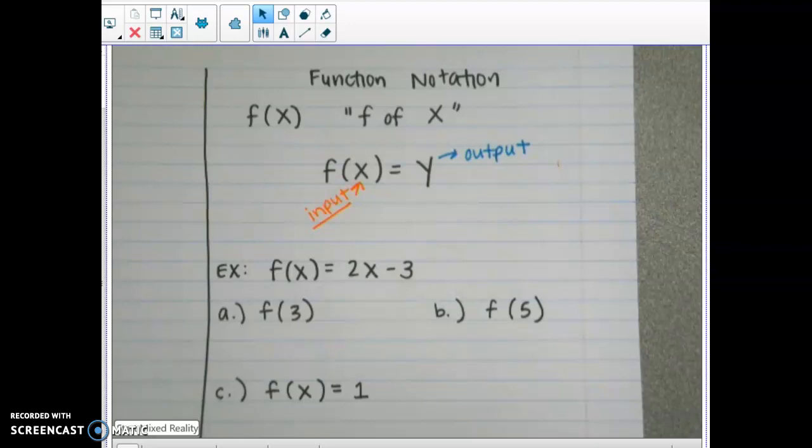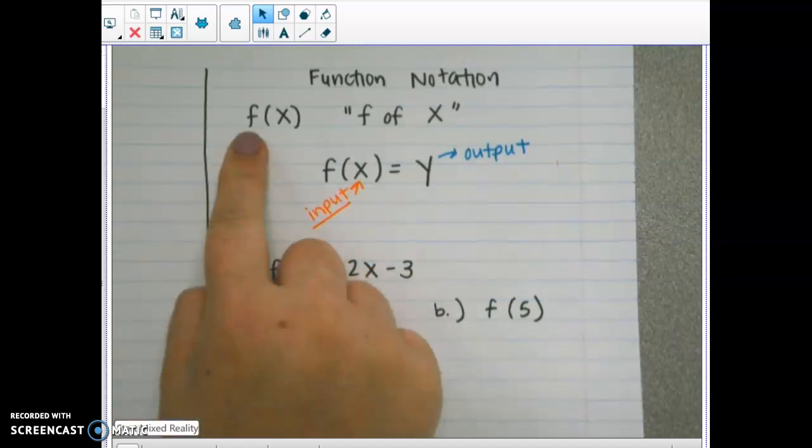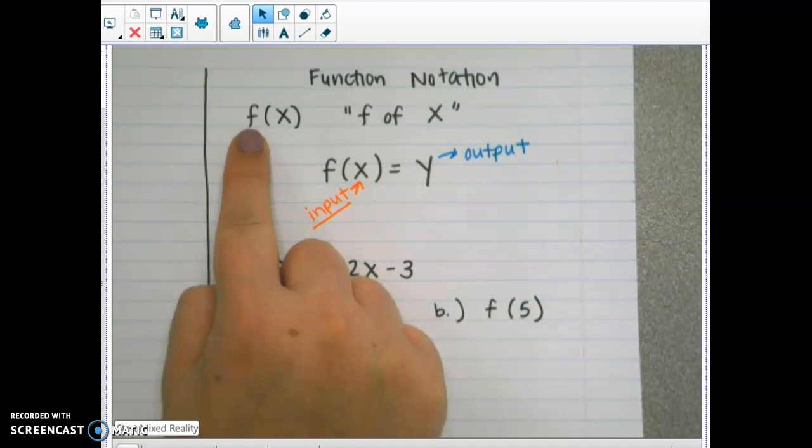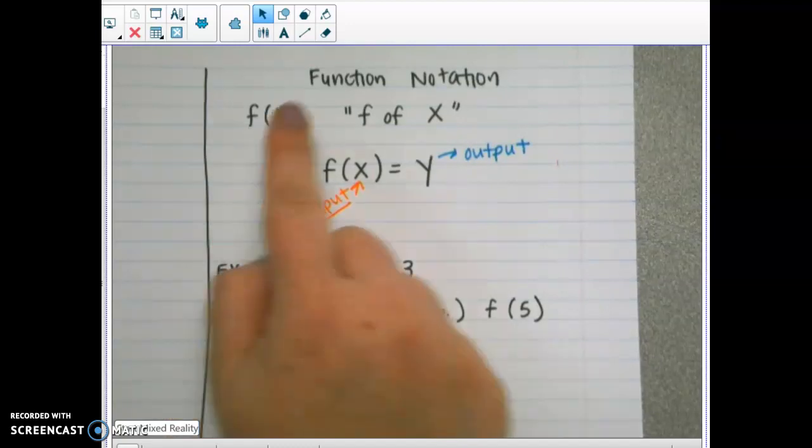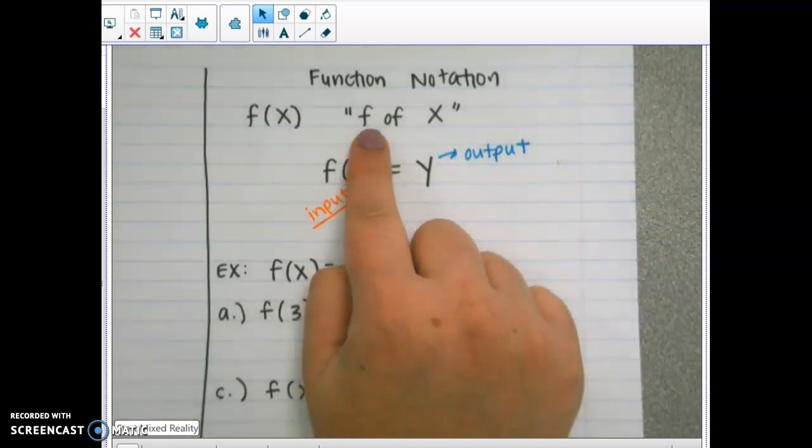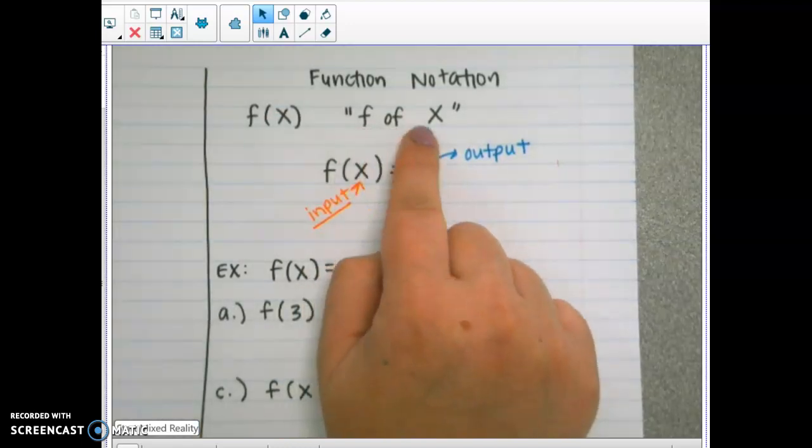Hi guys, this video is to teach you how to read function notation. So function notation is usually like a fancy F, but it doesn't have to be the letter F. F is just what we use the most often because function starts with an F. But this could say H and then in parentheses X, it could say K, it could literally be any letter, but it usually looks pretty fancy. And the way you say that out loud is F of X.